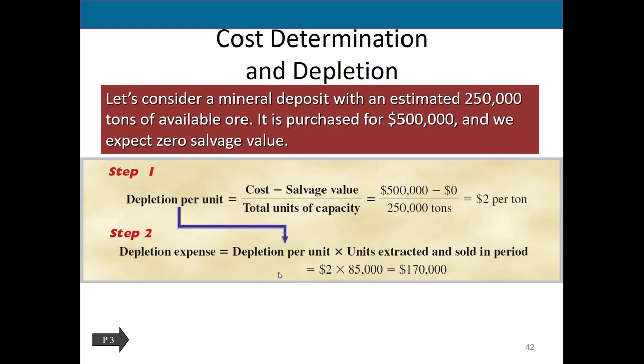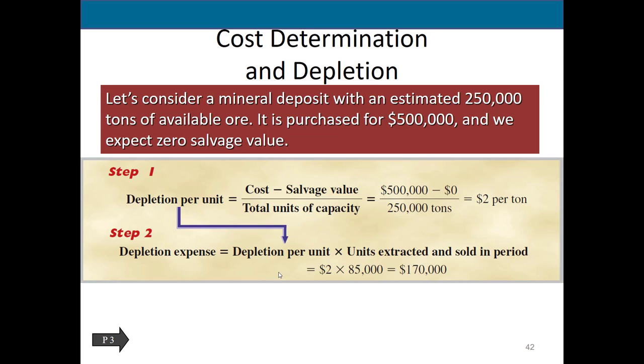It works exactly like units of production. I mean, it's that simple. It works just like units of production. Here's a mineral deposit with an estimated 250,000 tons of available ore. That's what we think, estimated, right? Nobody can ever tell you exactly how many tons of ore are in the ground. All of the best geotechnical surveyors in the world can never get this number exact. It's a guess. We purchased this mineral deposit for $500,000 and we expect no salvage value at all. It means we're going to strip the whole thing.